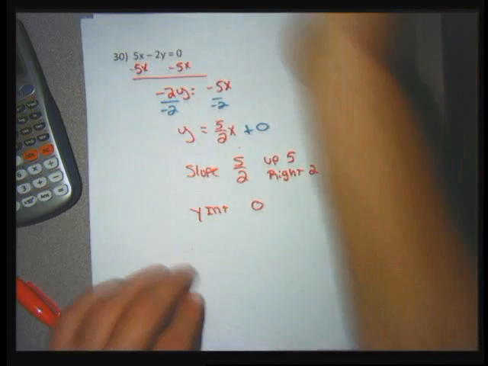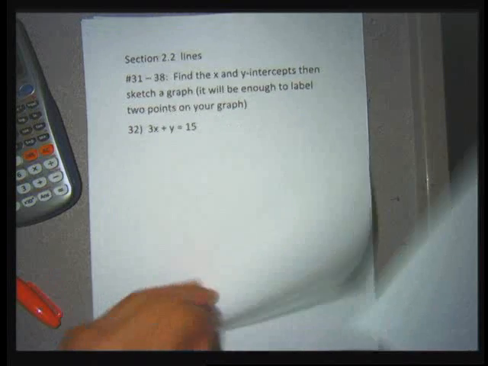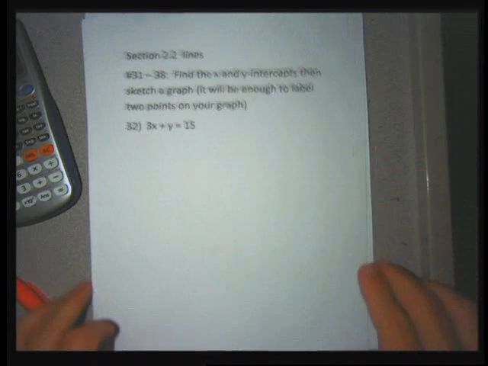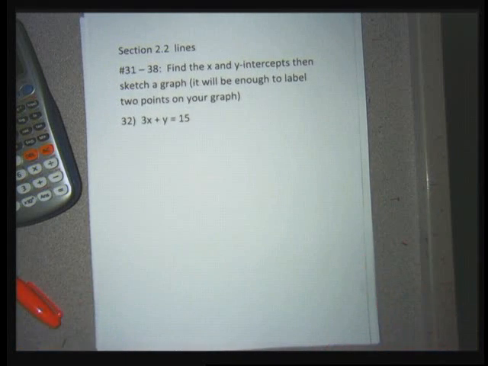There really wasn't a lot of algebra in there, but there's a little bit. The next problems, it says 31 through 38, find the x and the y-intercepts and sketch a graph. And I'm going to live dangerously. It says it's enough to label just 2 points on your graph. And so that's what I'm going to do. I'm just not going to go for the 3 or 4 points graphs.